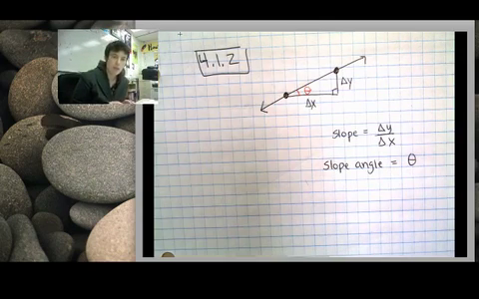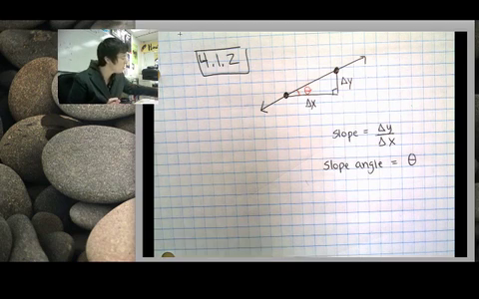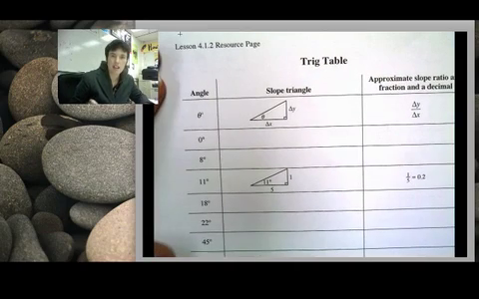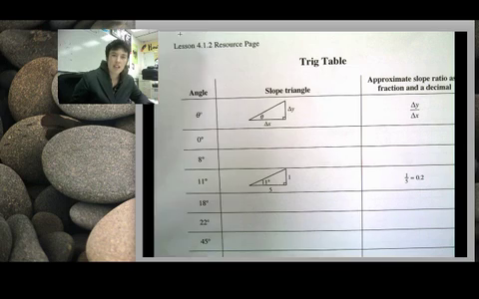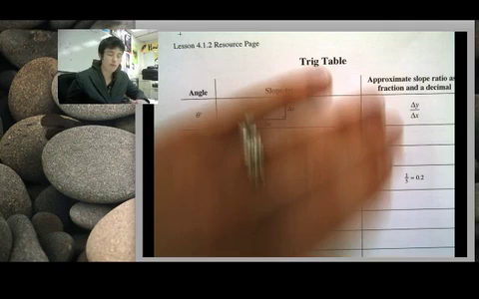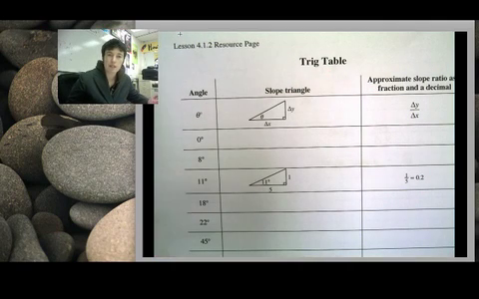So just to recap, we only focused on a couple of angles and a couple of slopes yesterday. And so today what you're going to be doing is using a resource page. Hopefully you got this from class, and it looks like this. It's a table of angles, slope triangles, and ratios, and it's a table that if we could fill it all out would be a really good resource for us to go back and look at.